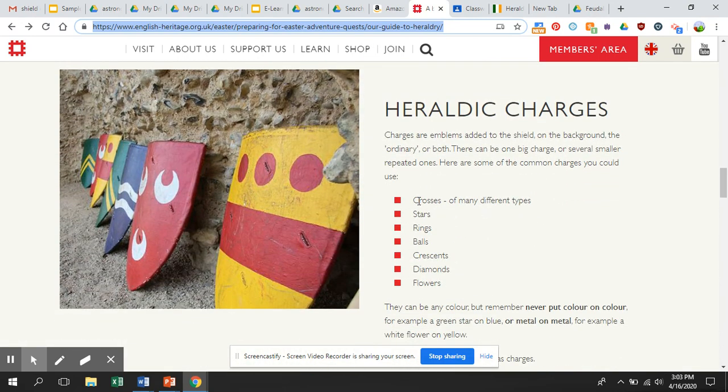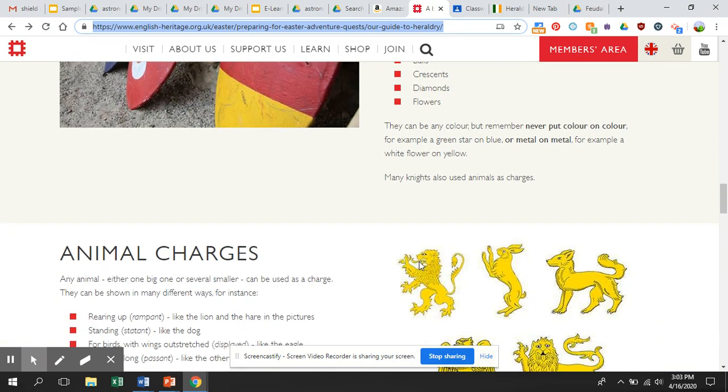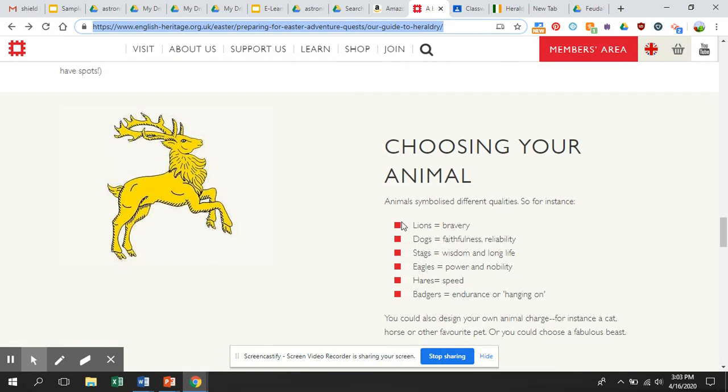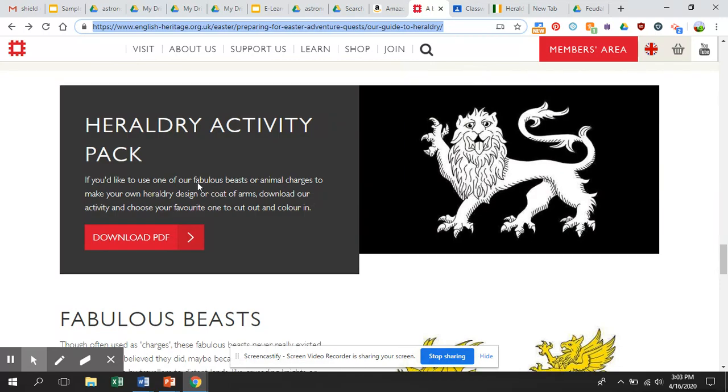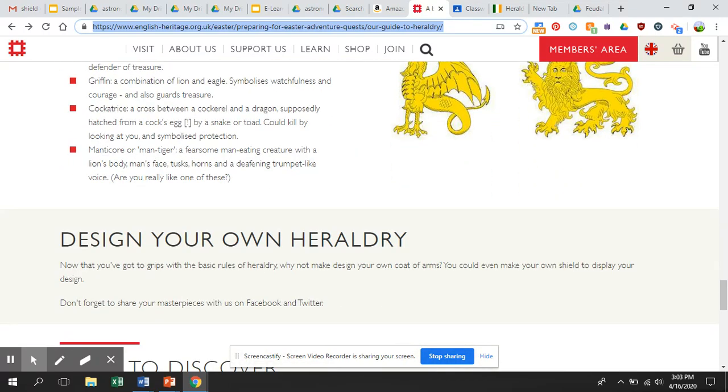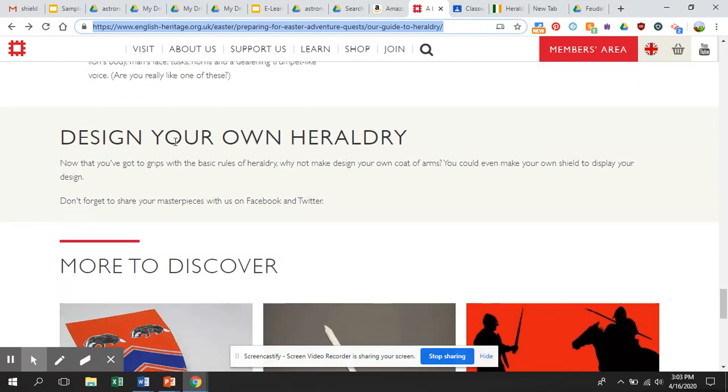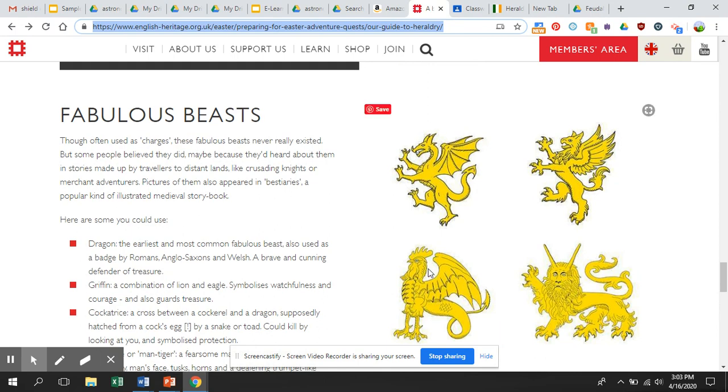And then charges. So here's some ideas for different charges. It doesn't give you as many ideas for charges, but it does tell you for the animals what the meanings would be a little bit. Or you can look up your own sources. Honestly, these are really complicated and intricate. I don't really expect you guys to get that intricate with it.